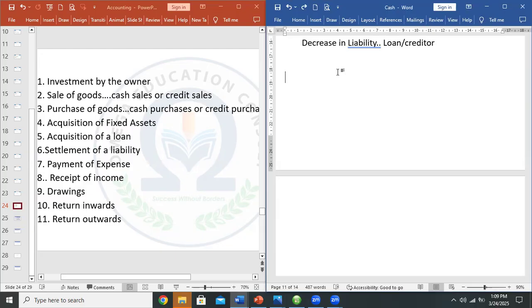So I remember saying that the normal equation we have is asset equals capital plus liabilities. However, the extended version is asset equals capital plus income minus expense. Okay. And the rationale is that if you are doing business, your aim is to make profit. How do you determine or calculate the profit? You compare your income with your expenses.